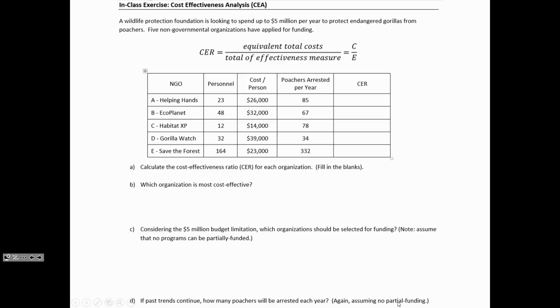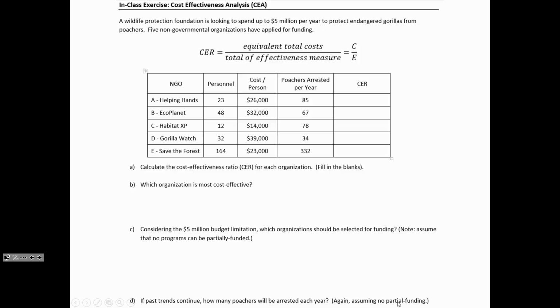There's 2 there. Does everybody have a copy of the paper? Okay, so here's the formula, the cost-effectiveness ratio formula. We know for each of these alternatives how many people they've got and what their salaries are. So you're going to use that for understanding their total costs. And then the effectiveness here, we want to maximize the number of poachers that get arrested. And so you can see each year the number of poachers that they've been arresting.